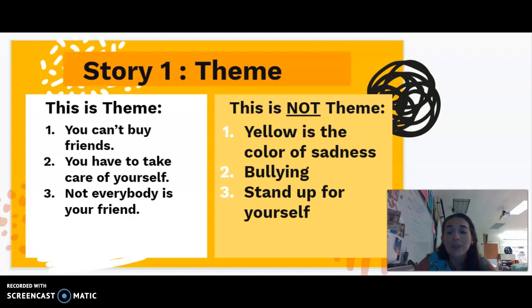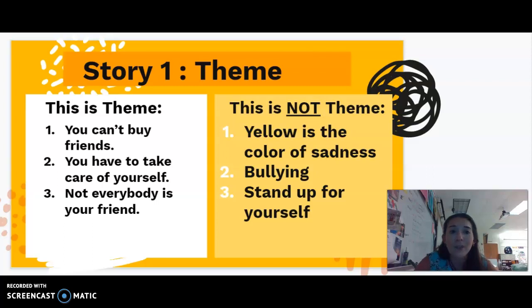Some examples that you may have come up with for theme in this story would be the ones in the white box. You can't buy friends. You have to take care of yourself. Not everybody is your friend. These are all examples of theme. The sentences and statements in the yellow box would not be classified as theme for this story: yellow is the saddest color, bullying, stand up for yourself. These are not examples of theme.